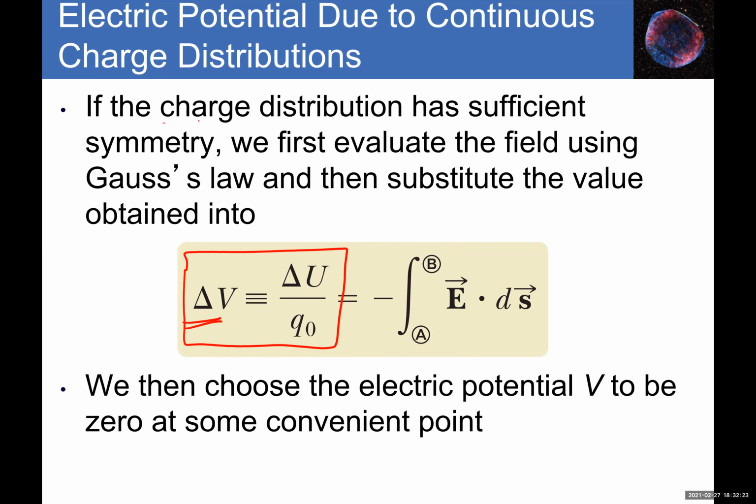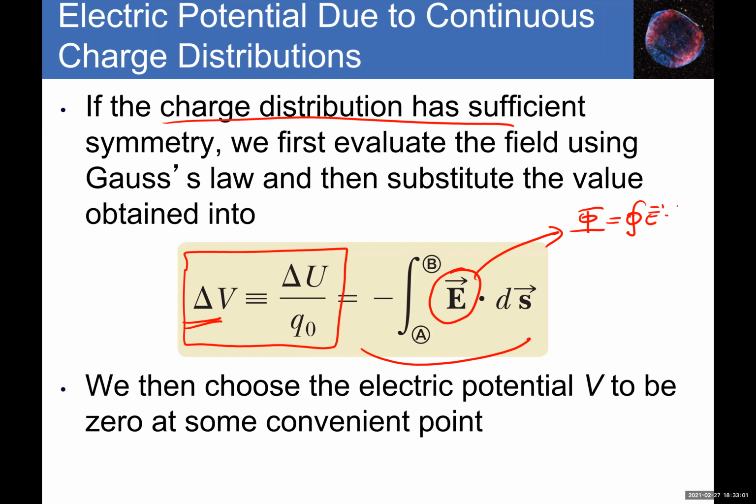So if the charge distribution has sufficient symmetry, we can first evaluate the field using Gauss's law and then substitute the value obtained into this equation. That means using Gauss's law will help us solve the right side of the equation in a simpler manner, because remember, this is still a charge distribution, and this equation where delta V equals negative of the integral of E dot ds. From here, this E we can find from the flux, which is the closed integral of E dot dA.